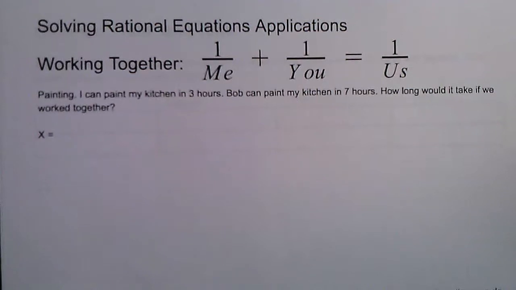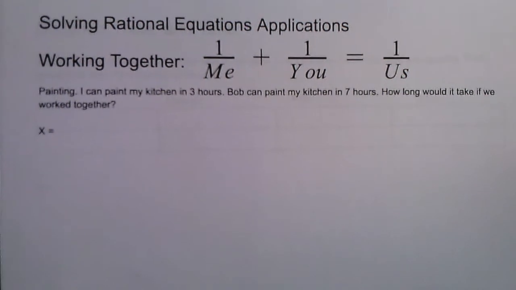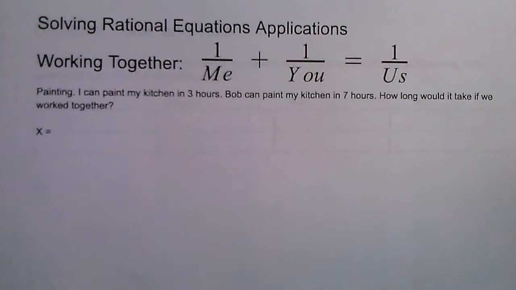So let's do some applications of those rational equations that we looked at last time. The first application we're going to look at is working together. If you and a friend or coworker are doing a job together, you can use this formula to figure out, if you know how long it takes you and how long it takes them, how long it would take if you worked together.